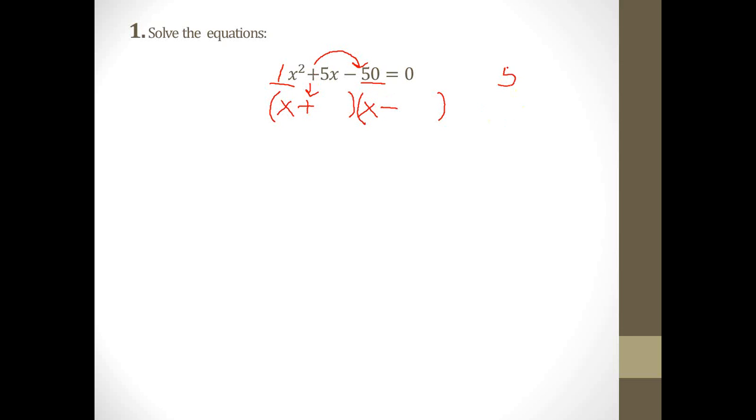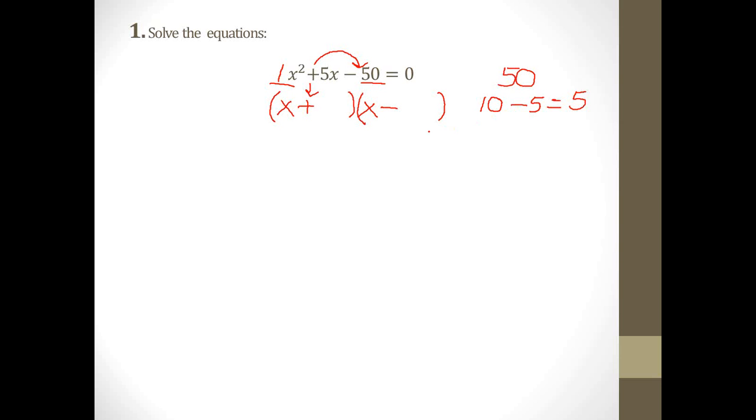So look at the last number and find 2 factors of this number. When you have different signs, the factors must subtract to give you the middle number. So which factors of 50 would subtract to give me 5? The 2 factors that I found are 10 and 5. So 10 times 5 is 50 and 10 minus 5 is 5. That's how I know that these are the correct factors.